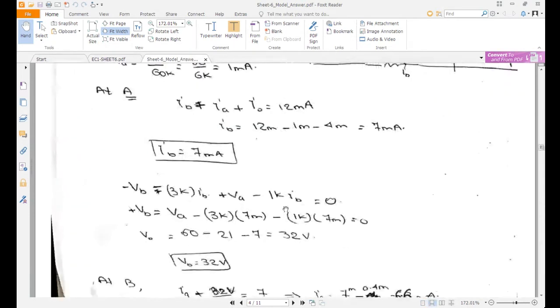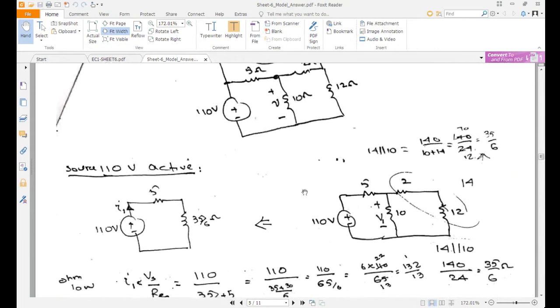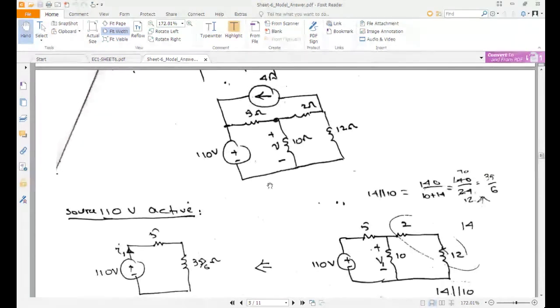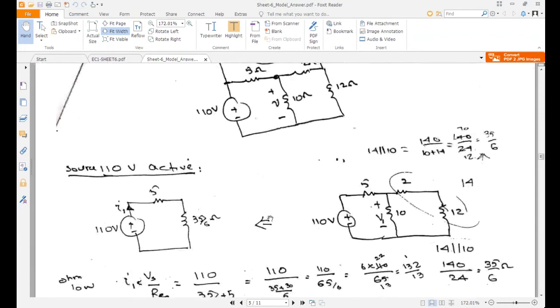So we will go for this question. Here, the 110 source is active, so the current source will be an open circuit. It's simple. When open circuit, the final circuit will be like this. And what is the value of this V? This is not V, it will be V1 or V0. You give another name.